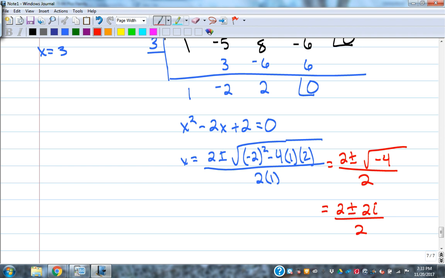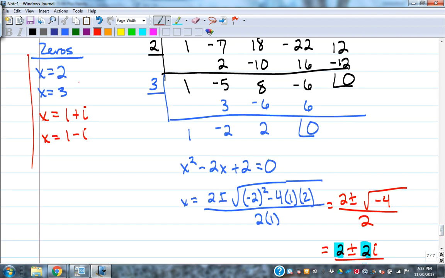Now, what do we know about all 3 of those numbers? All divisible by 2, so divide them by 2. That'll be 1 plus or minus i. So my zeros are x equals 1 plus i and x equals 1 minus i. Notice those are complex. Complex zeros don't show up on the graph. They don't cross the x-axis, because that 1 plus i is not a number on the x-axis, so it can't show up. Your graph won't cross at that place.